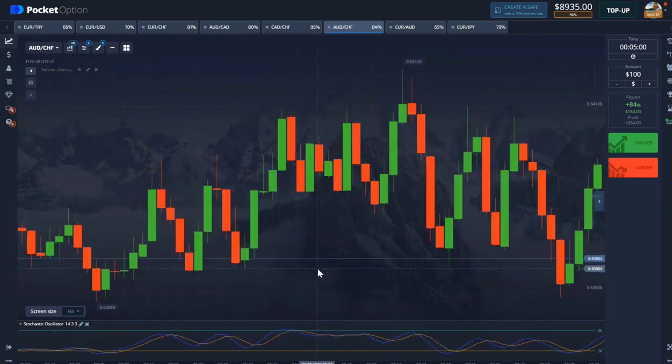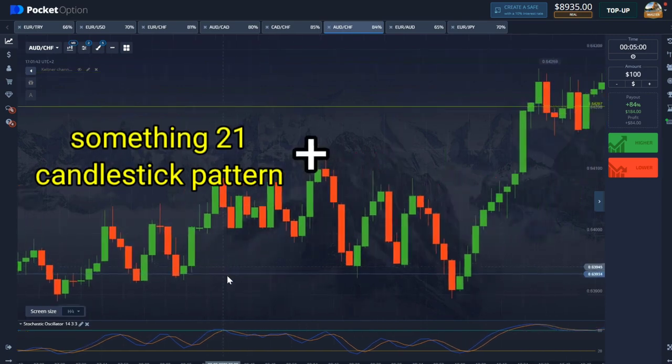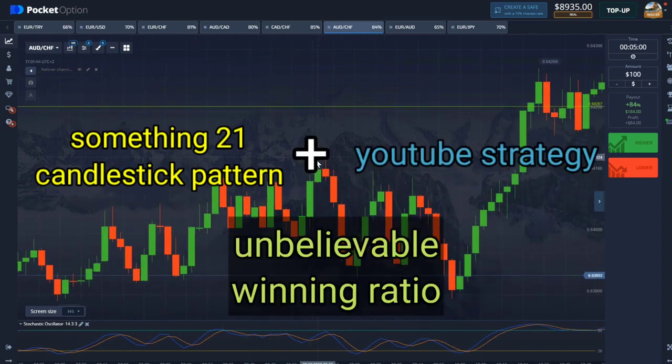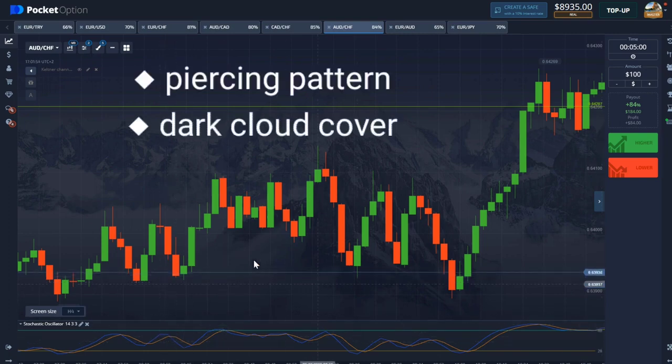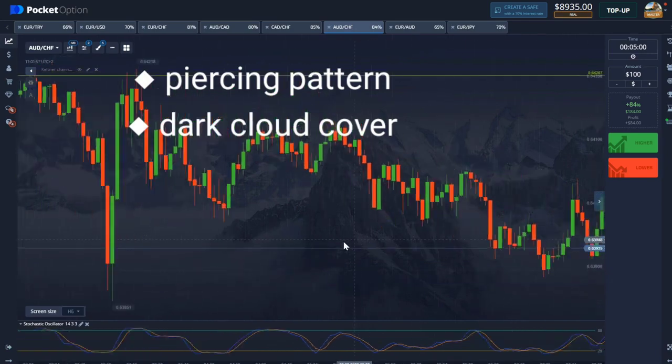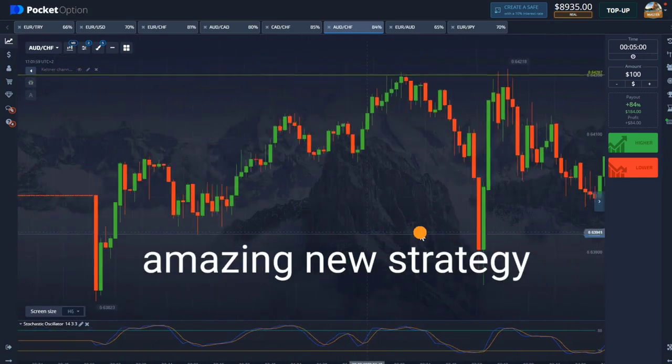All you have to do is learn the remaining 21 candlestick patterns, which are quite simple to use with your strategy, and then see how much your winning ratio increases. So today we have learned about hammer and shooting star. In the next video we will learn about the piercing pattern and dark cloud cover, but before that we will see a new strategy. So see you next with a new strategy.